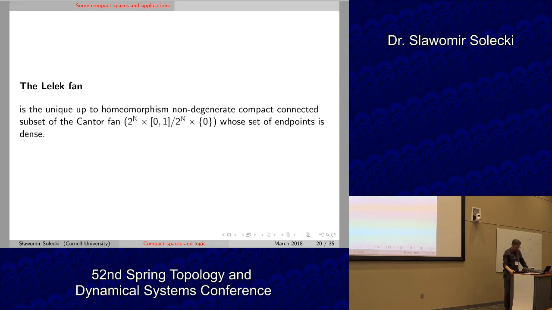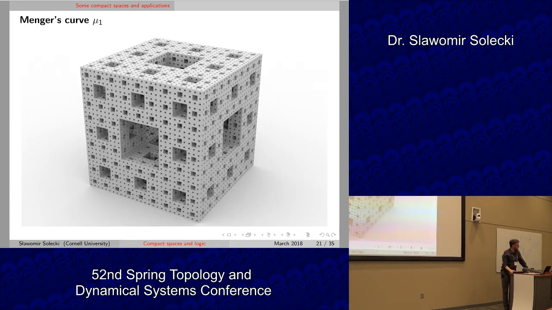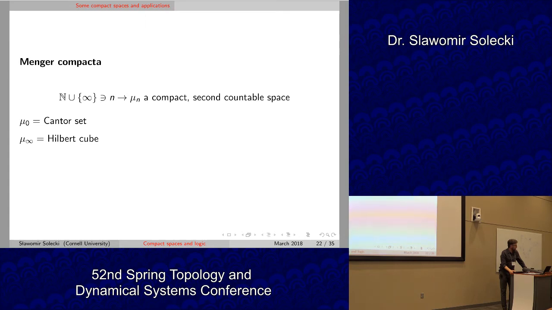This is the Lebesgue fan. Okay, then the Menger curve. I'll just draw a picture. This is a one-dimensional analog of the Cantor set. I guess that's self-explanatory here, right? You take the cube and you drill holes, 1/9 of the cube, 1/9, 1/9, and then you do all the smaller cubes. And then the Menger compacta. This is something that we would like to get a better understanding of using this method, but we don't have that yet.